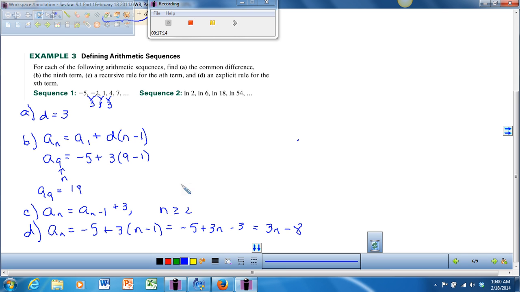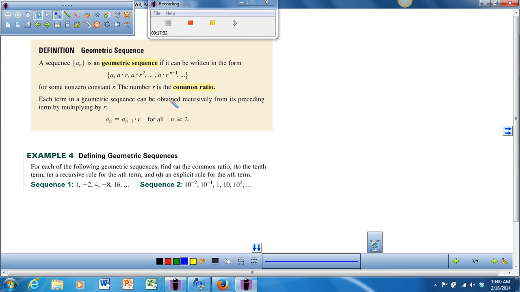Let's quickly look at geometric. If there are any questions? Any questions on any part of this one? Okay. All right, moving on, let's do this for a geometric.